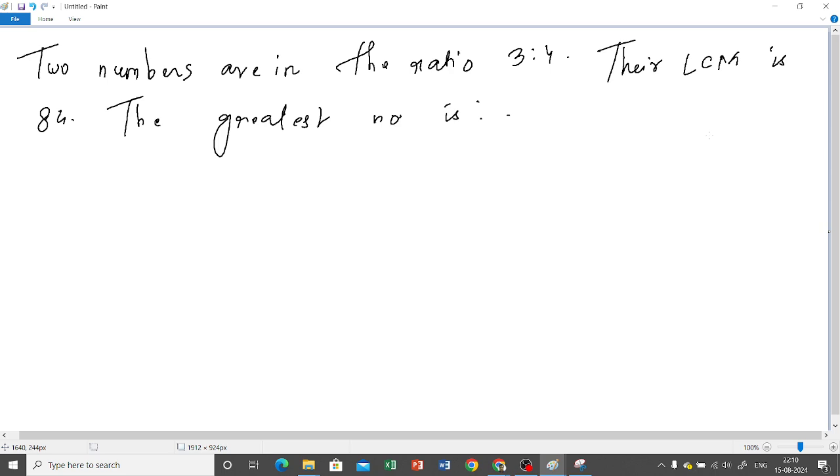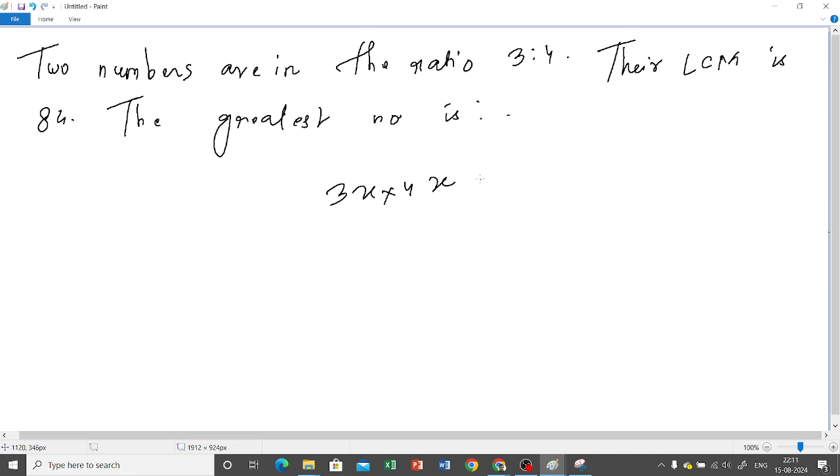48. Oh, sorry. 28. That is correct. So two numbers are in the ratio 3:4.